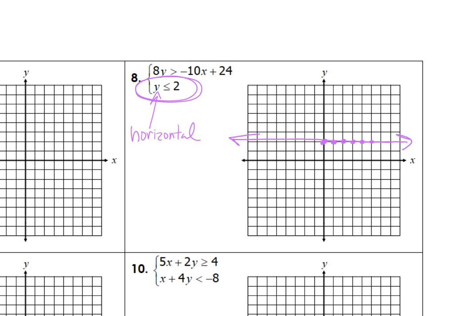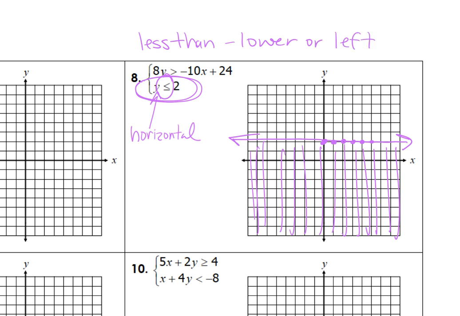Okay. Now tell me where you're going to shade. How do you say this? Y is less than or equal to, so you're going to go where? Below. Okay, less than goes lower. That's maybe how you can think of it. Less than goes lower or left. They're all L's, right? Less than goes lower or left, depending on vertical or horizontal. Okay? Keep the L's together.